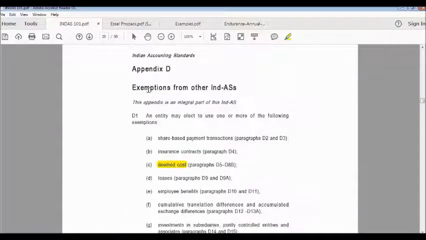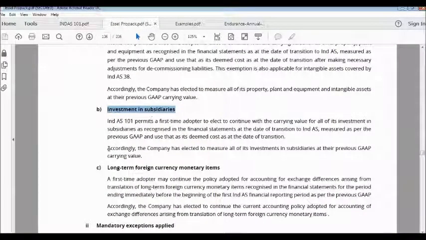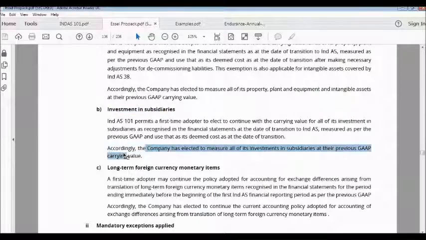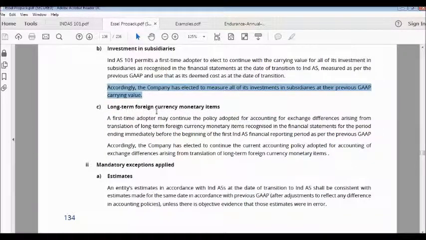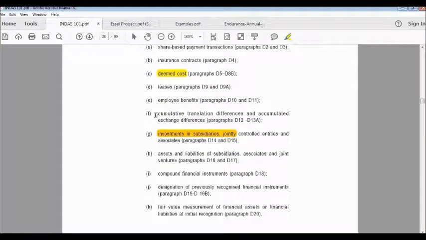A lot of options are available in respect of investment in subsidiary, which you can check out. But this company has elected to measure all of its investment in subsidiary at their previous GAAP carrying value. The company has adopted this. Then, for long-term foreign currency monetary items, options are also available in Appendix D, so you can check it out.